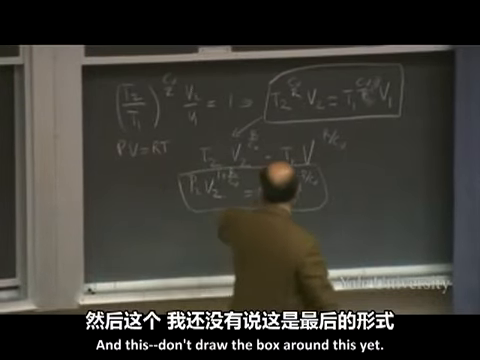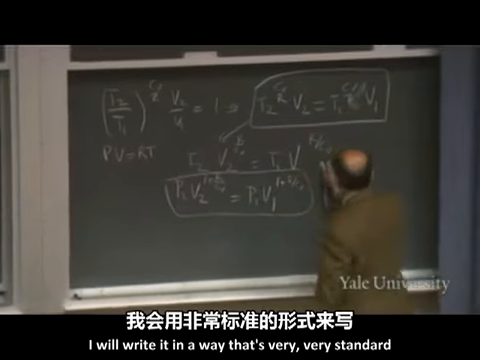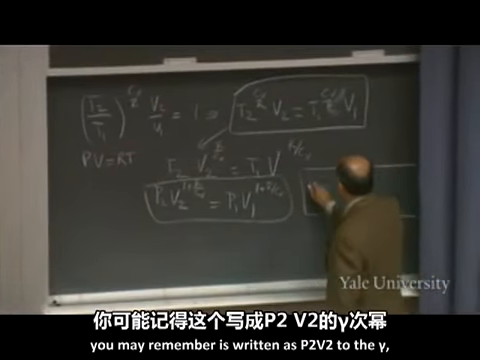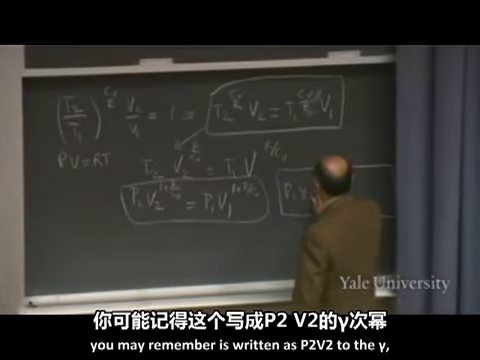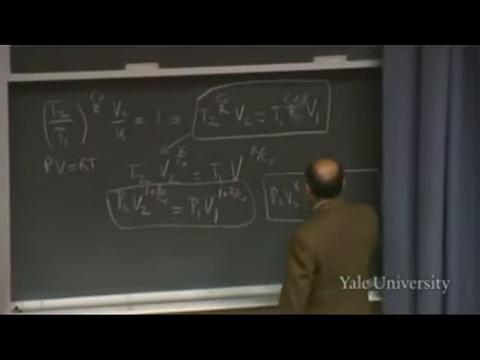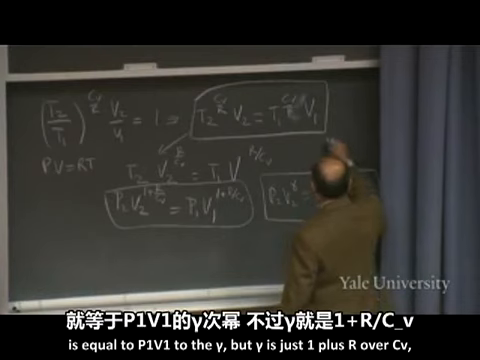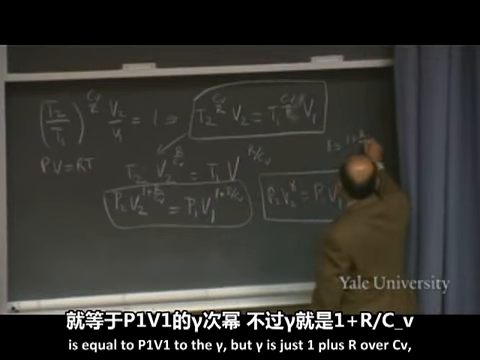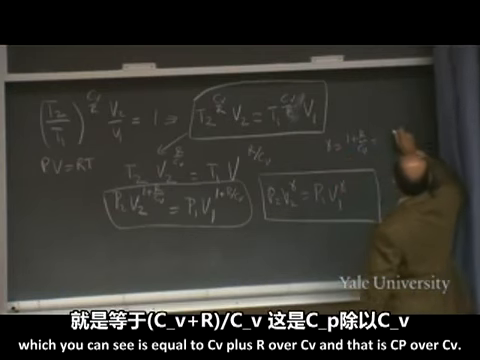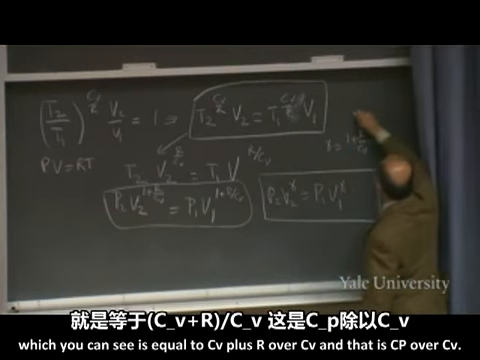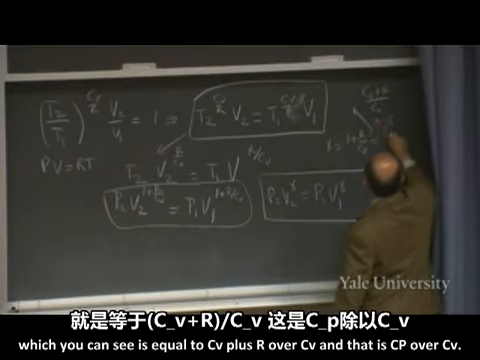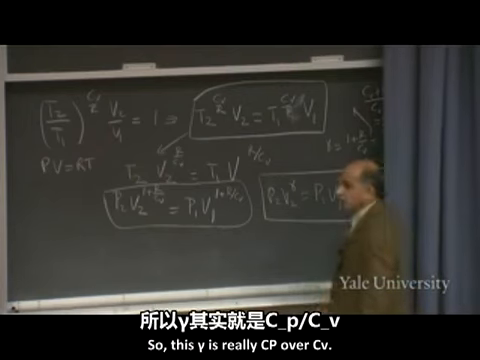And this, don't draw the box around this yet. I will write it in a way that's very, very standard. And if you remember your high school days, you may remember it's written as P2 V2 to the gamma is equal to P1 V1 to the gamma. But gamma is just 1 plus R over CV, which you can see is equal to CV plus R over CV, and that is CP over CV. So this gamma is really CP over CV.